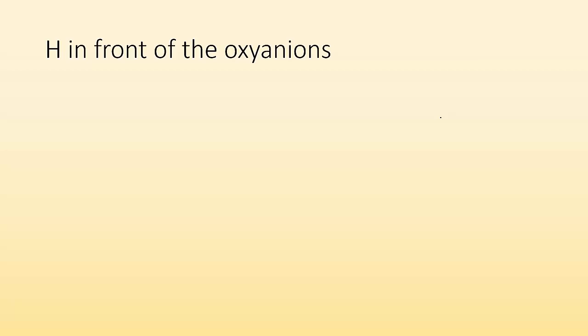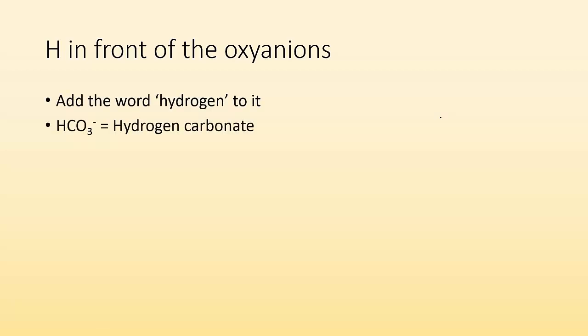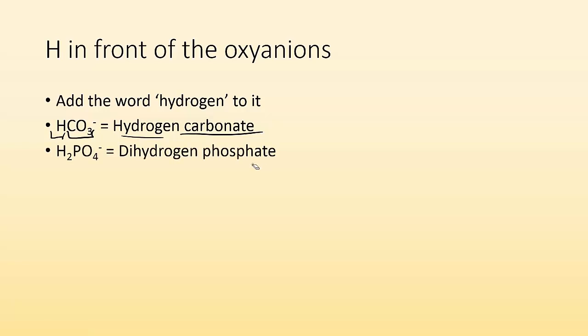So if you have an H in front of an oxyanion, you add the word hydrogen to it. So for example, we have CO3, that is going to be carbonate, and we threw a hydrogen in front of it, so we're going to call it hydrogen carbonate, okay? If you had H2PO4 minus, that would be dihydrogen phosphate because we got 2 hydrogens. So we throw hydrogen and we throw a di in front of that to tell us we got 2 hydrogens, and that's dihydrogen phosphate. All right.